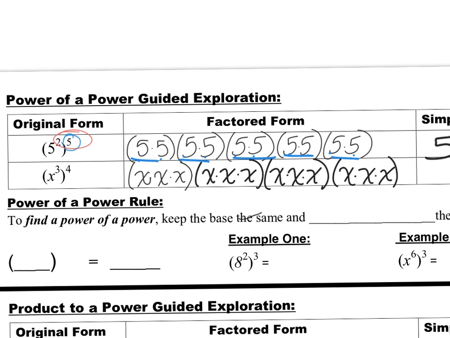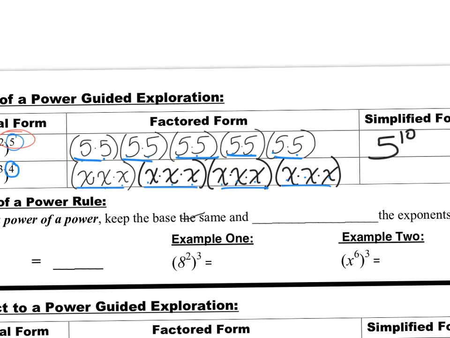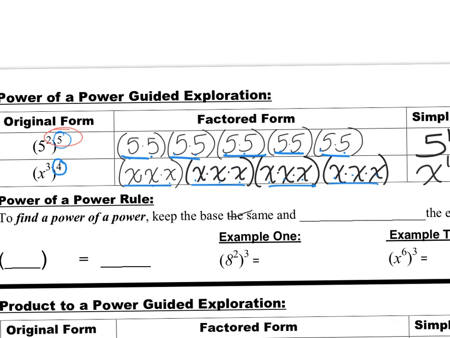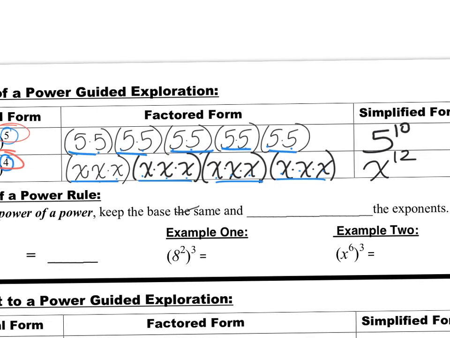So I have this 4 times. And altogether I have 1, 2, 3, 4, 5, 6, 7, 8, 9, 10, 11, 12 x's. So in simplified form, I have x to the 12th power. Notice that 3 times 4 gives me 12.